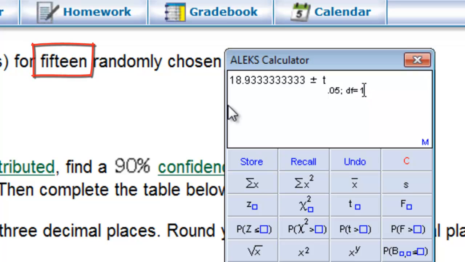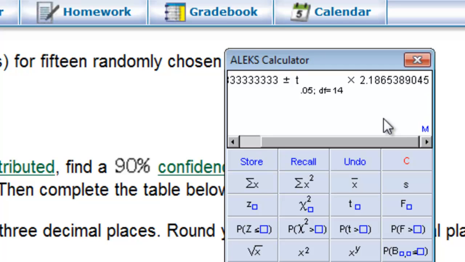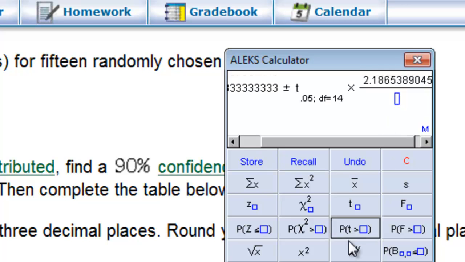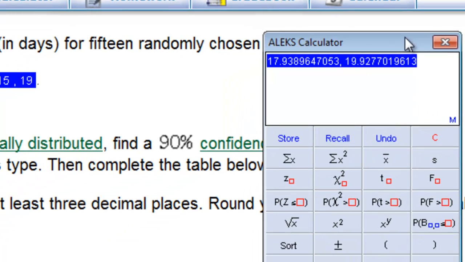Notice I'm not even reading the problem. I can get away with it here. And then I arrow over, I multiply. The standard deviation I stored. Oh no. Let me recall it. There it is. I thought I deleted it for a second. And I'm going to divide that by the square root of 15. And these will be my answers.